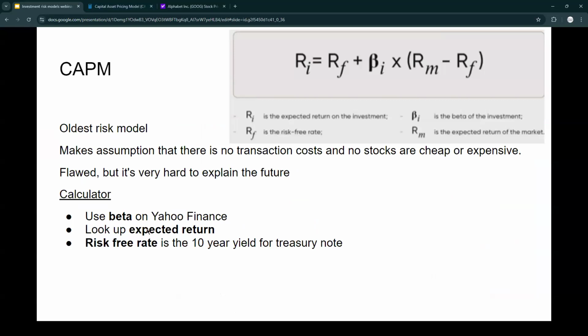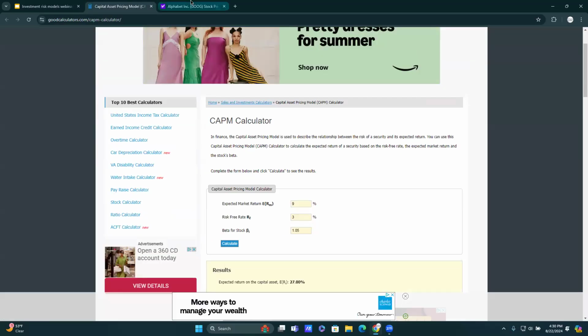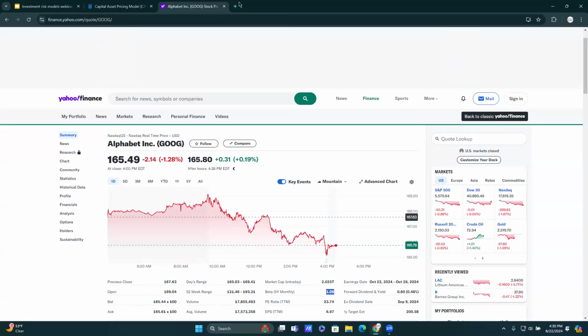So we can find this risk-free rate by looking at the treasury, the 10-year.